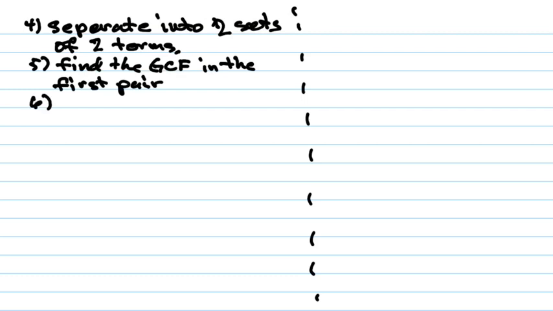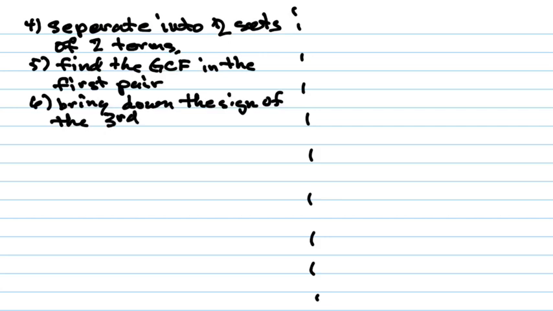Next, bring down the sign of the third term. Whatever sign that is, it just comes straight down. It's the sign you're going to need. Most of the time when you're taught this method, you're taught to try this sign, try that sign, and then figure out which one you need. You don't need to do that. It's always whatever sign that third term is. Just bring it straight down.